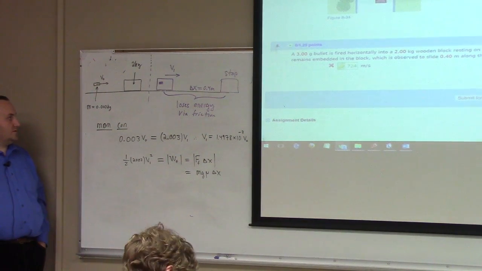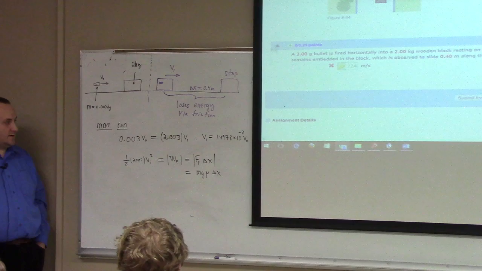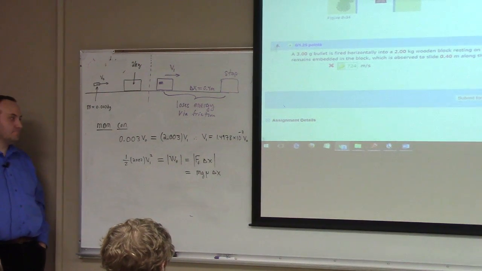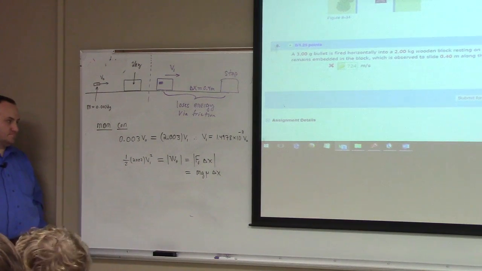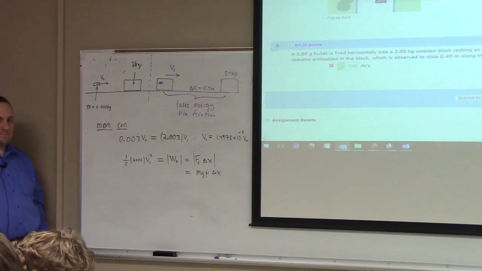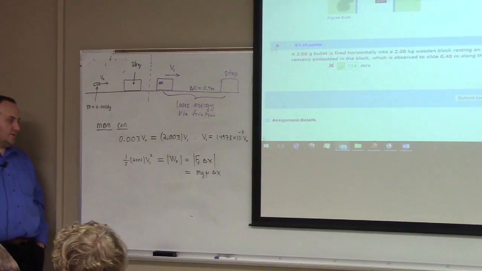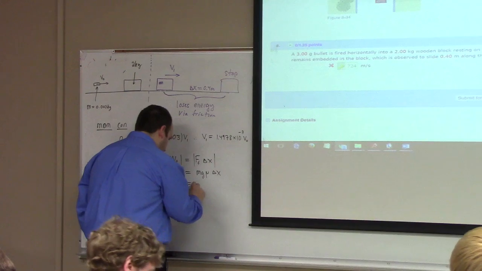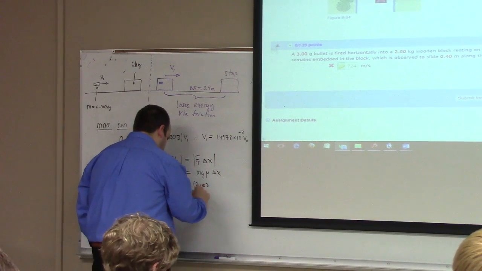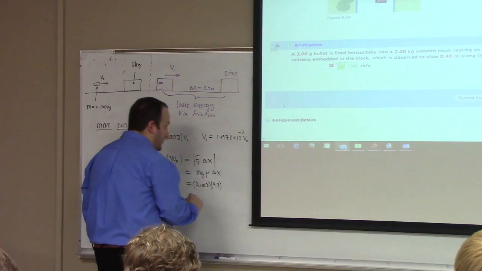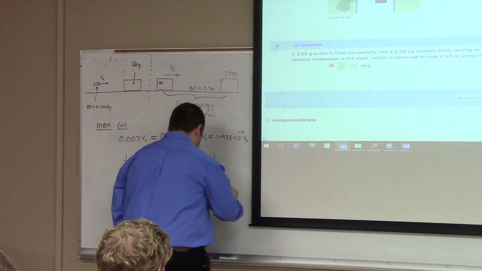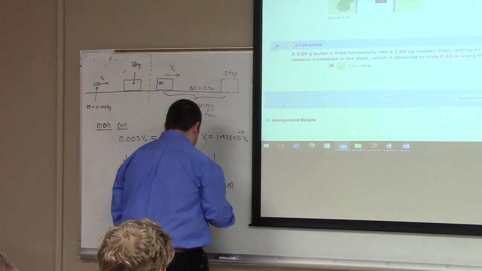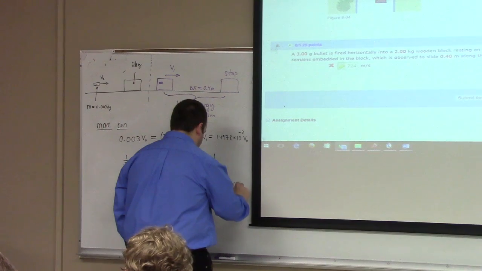2 kilograms plus 0.003 kilograms is 2.003 kilograms. That's the net mass after the bullet's embedded. So then what? This is 2.003 times 9.8 times what is mu? 0.15, all right. What's delta x? 0.4.